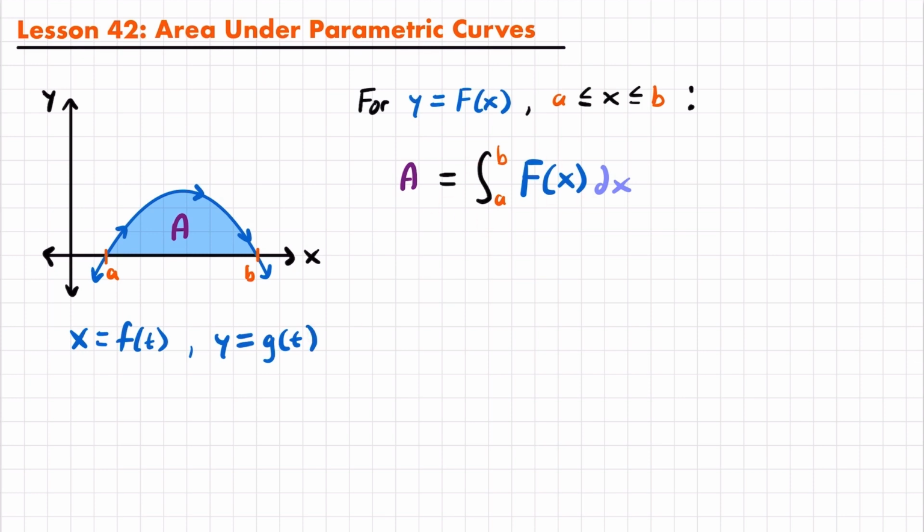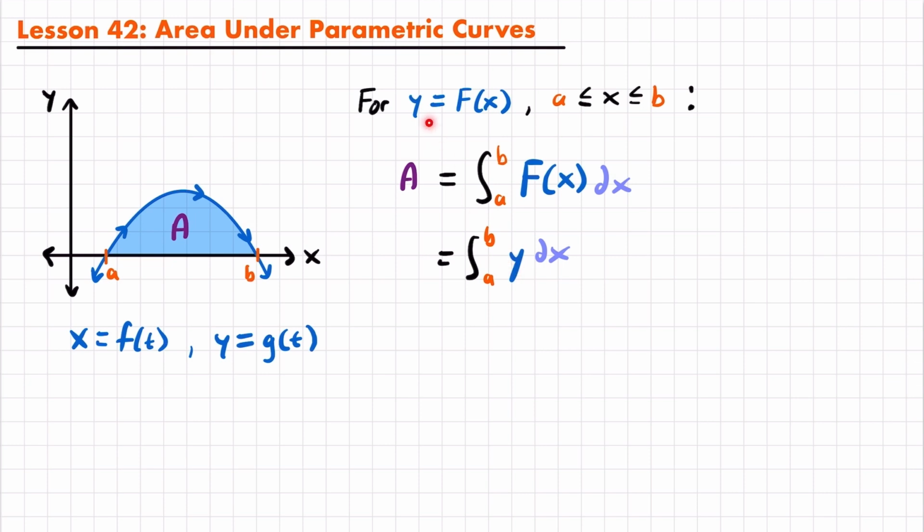But before we do that, what I first want to do is rewrite capital F of x with y, right? y is equal to capital F of x, so we can replace that with y, and it would be the same thing. So we'll have that the area is equal to the integral from a to b of y times dx. All right, and now that we have it in this form, we can begin to see how we can rewrite this integral in terms of t rather than in terms of x, right?